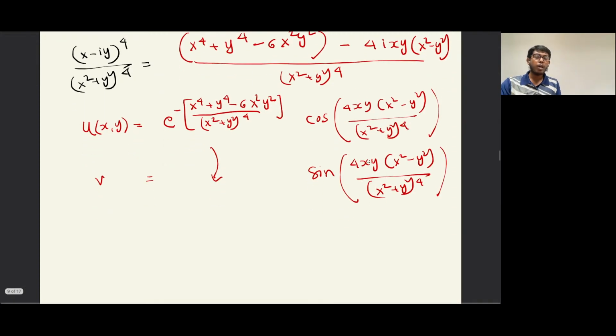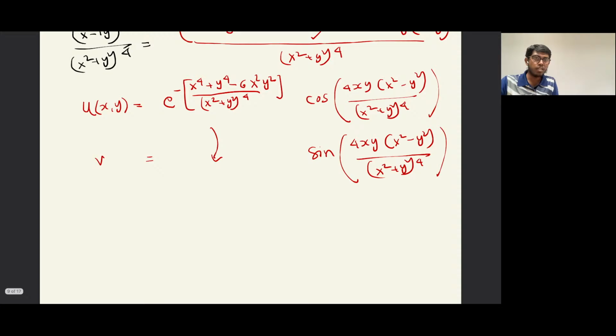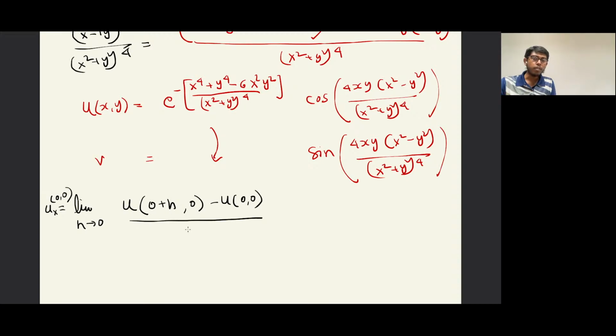Now it's just a matter of multivariable calculus to check that limit. So what is ux? ux equals the limit as h tends to 0 of u(0 plus h, 0) minus u(0, 0), divided by h. Of course the function value at 0 is 0, so u is 0, and this is u(h, 0) by h.